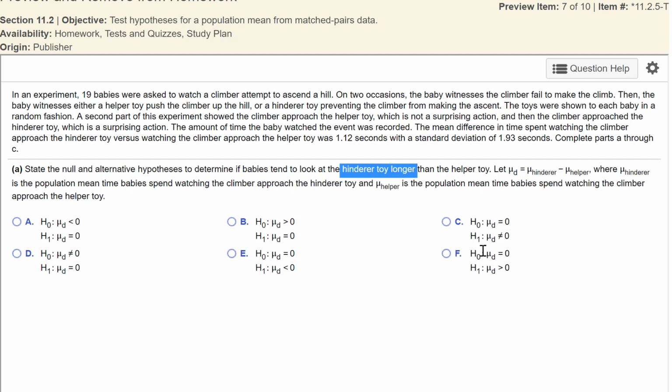That takes some thought. And the only one that works is F, where we have mu d is equal to 0, and then mu d is greater than 0 for H1, the research hypothesis. A little tricky. Again, how do we get that? The mean hinderer, we're expecting that to be bigger, as it says hinderer longer, so that time's going to be a longer time, minus helper. So we're hoping that that difference is indeed positive.